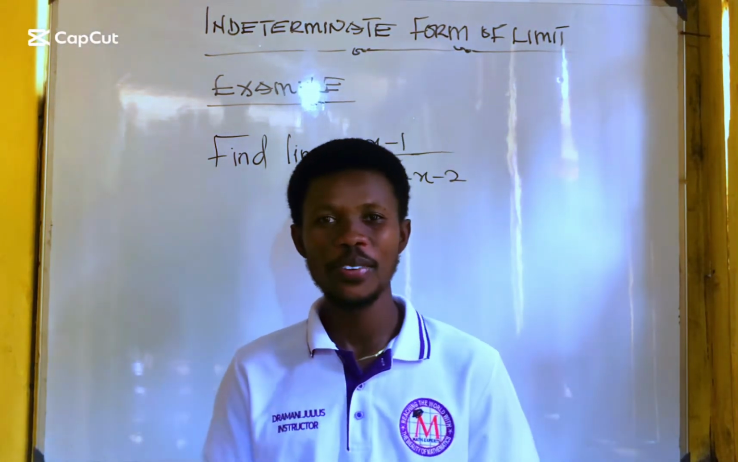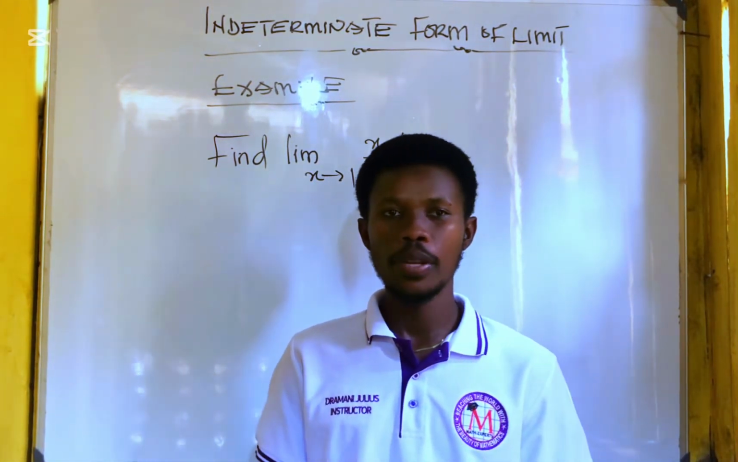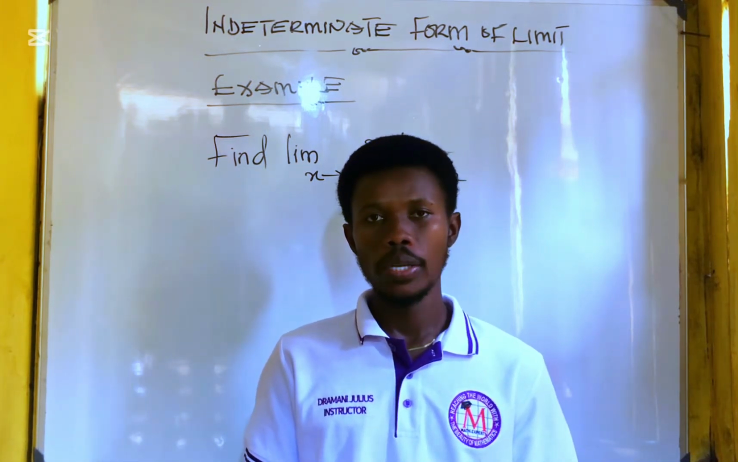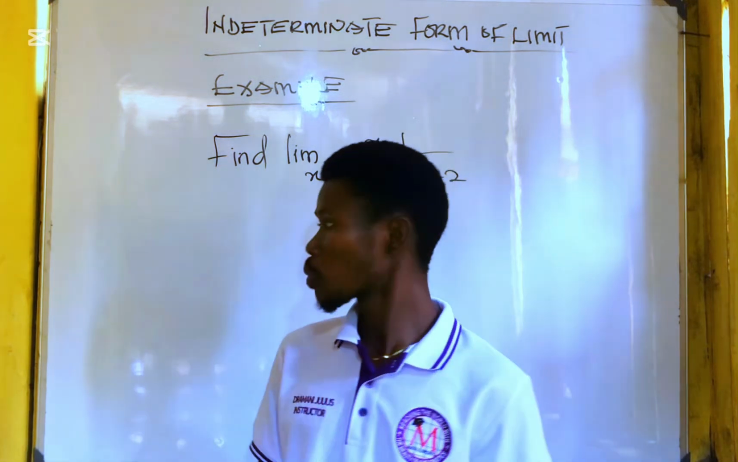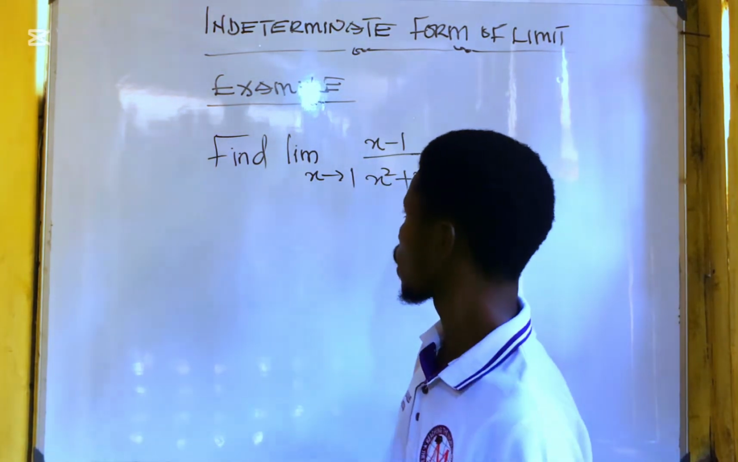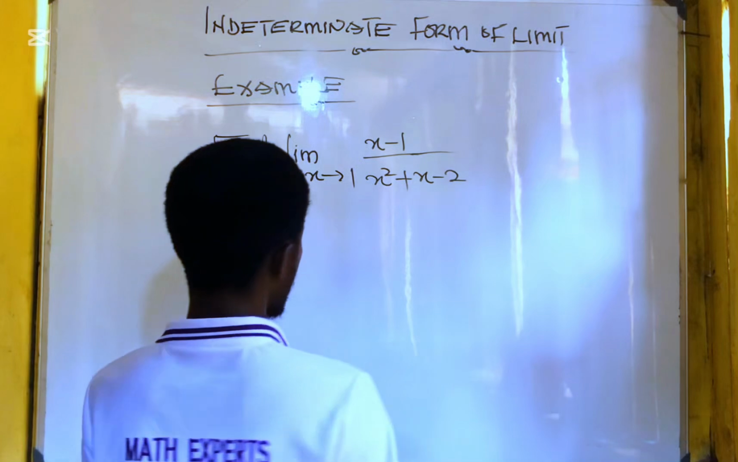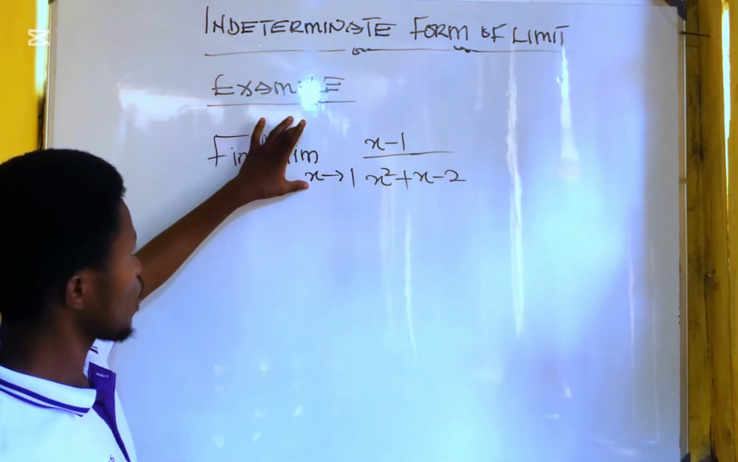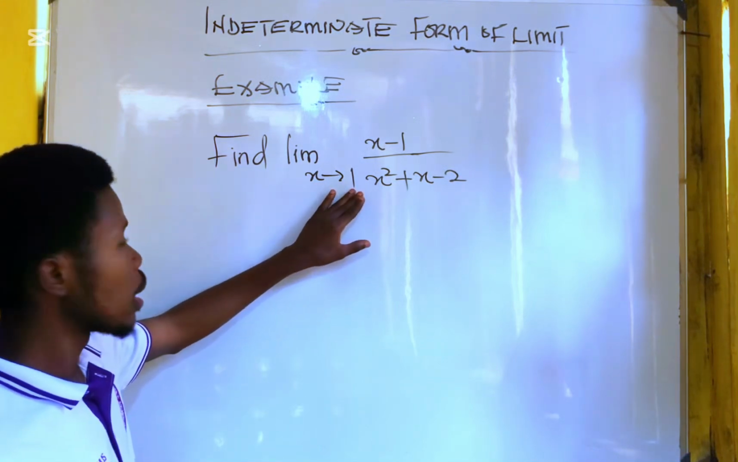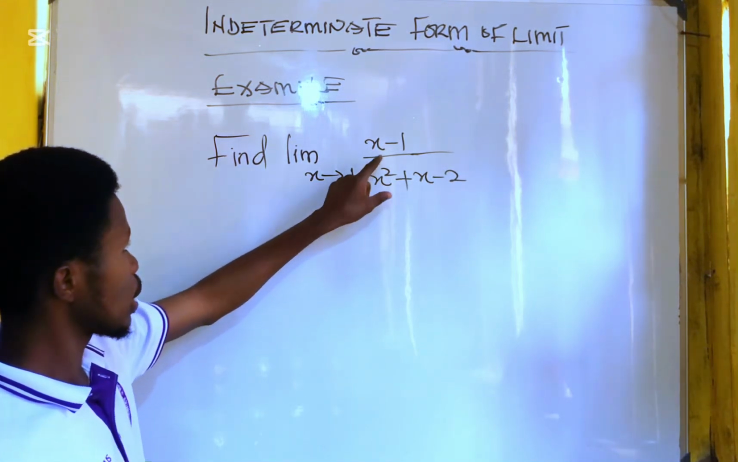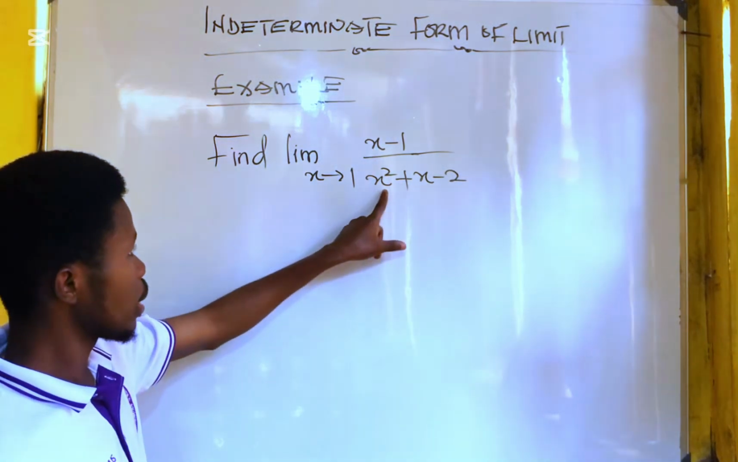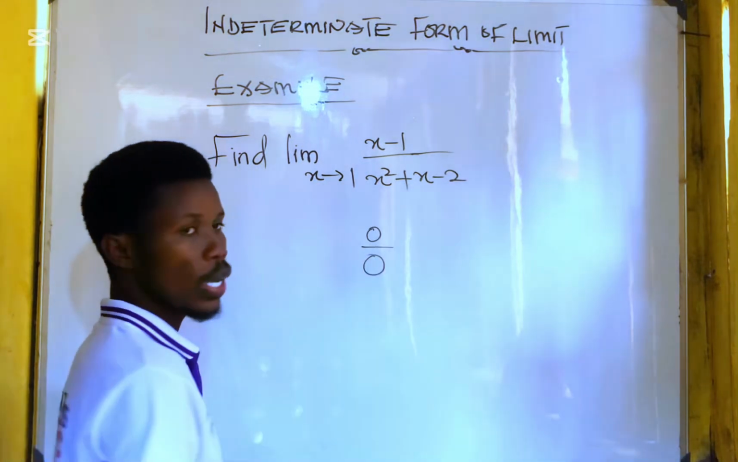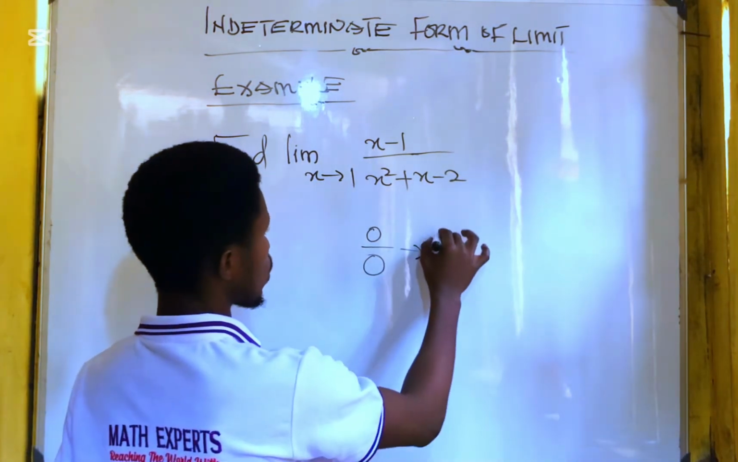Hello there. Today we are going to look at the indeterminate form of limit. What do you mean by indeterminate form of limit? Let's assume that this particular question here, we are saying that you should find a limit as x approaches 1. If we substitute the value of x into this place, and we get an answer of 0/0, it means that this is what we call indeterminate.